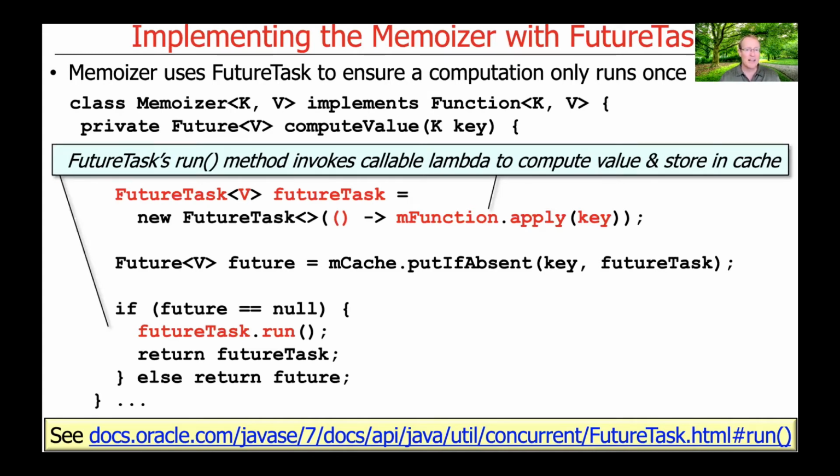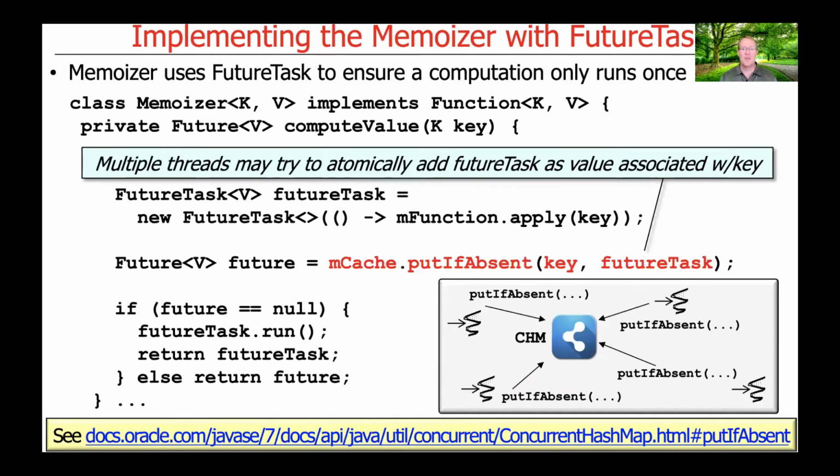But before it can do that, there's a little bit more magic that has to take place. But that's how the callable lambda gets called, is one and only one thread is going to call its run hook method. Well, how does that work? Well, what's going to happen here is we're going to call the put-if-absent method.